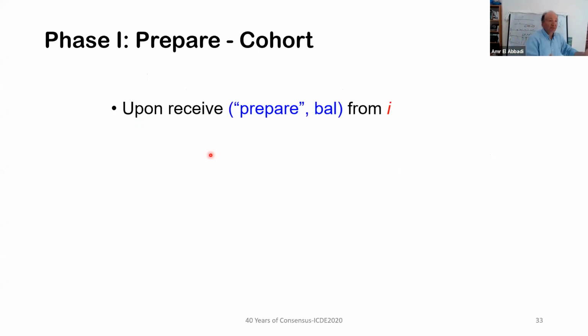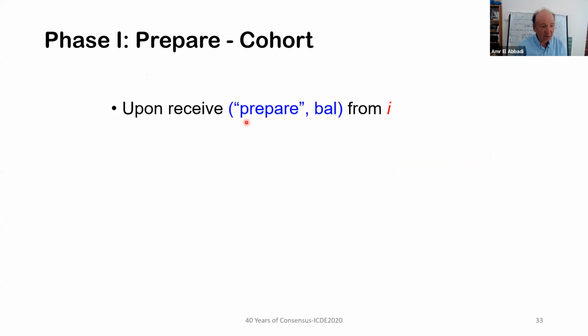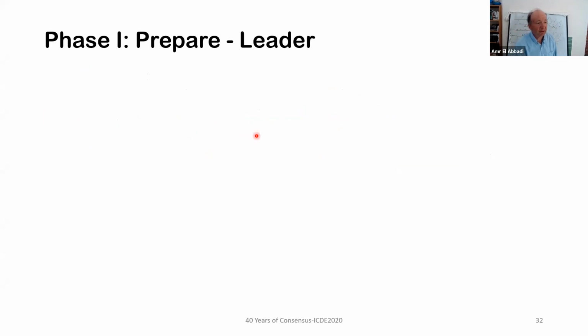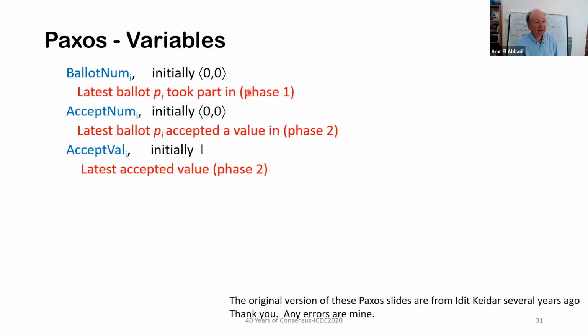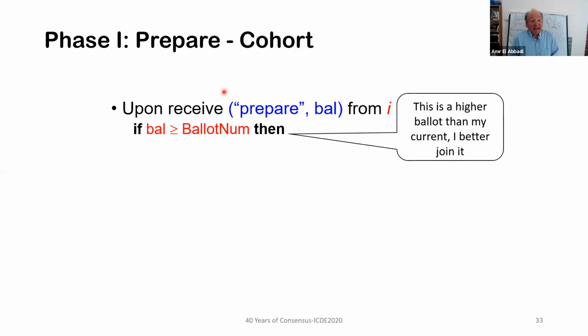So let's look at the view from an acceptor, from a cohort point of view. They receive this prepare with a ballot number. So this is the message that was sent, and now we have the receive. So it's a prepare and a ballot number. What they do is they compare the ballot that was just proposed with their current ballot number, whatever their variable was. Remember, we had a variable here. This is the latest ballot number that this process ever participated in. So it's going to compare, and if this is higher than anything else I've heard about, this is better than anything, I should join it.